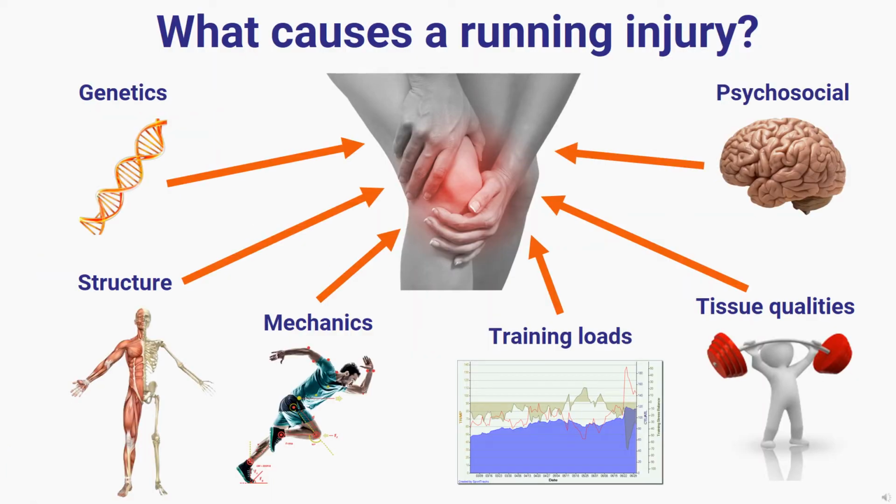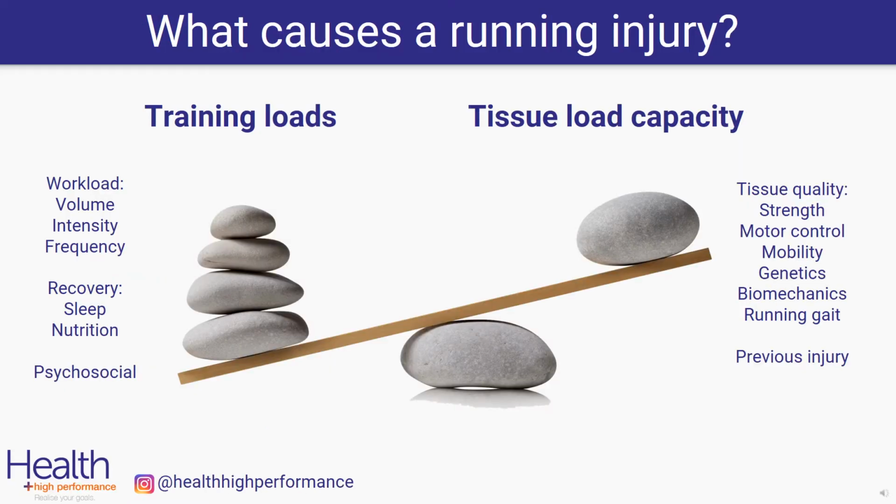What causes a running injury? Firstly, we should preface by saying that running injuries are complex, with each injury having different triggering factors which can include genetics, your structure, mechanics, training loads, psychosocial and tissue qualities. Basically, any injury occurs when the demands on the body exceeds its ability to handle these demands.